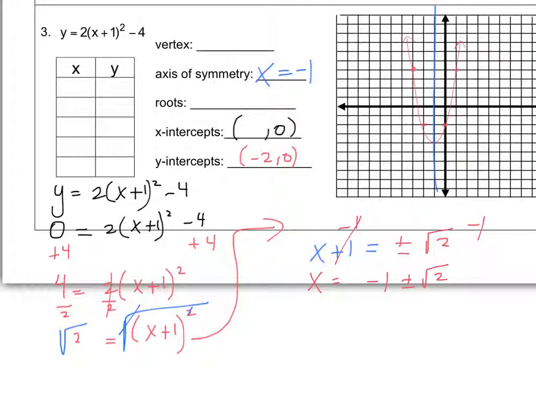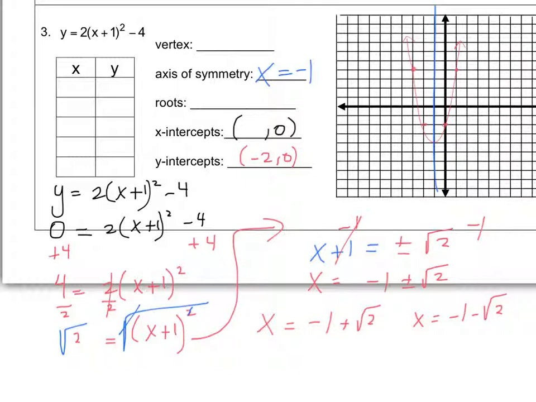This way, you notice that you have two x-intercepts. One of them is going to be negative 1 plus radical 2, and the other one is going to be negative 1 minus radical 2. Now, to check your answer, radical 2 is almost like 1.3, 1.4. Think of it this way, let's say 1.3. Okay, so negative 1 plus 1.3 is almost like 0.3.